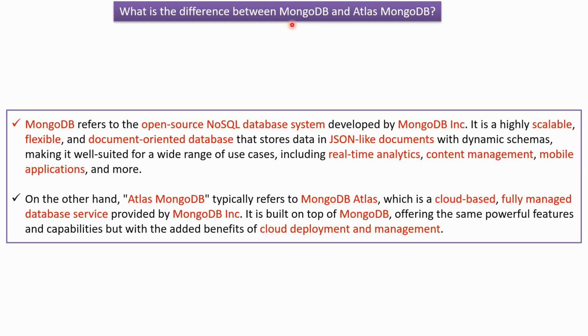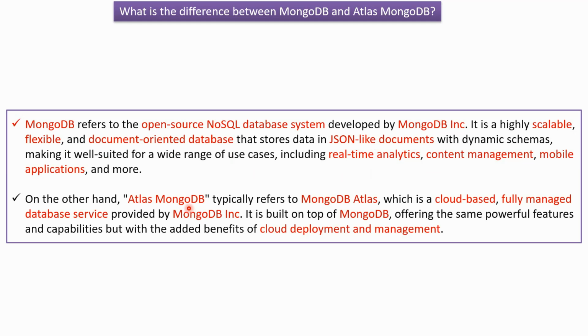In this video tutorial, I will explain the difference between MongoDB and MongoDB Atlas. MongoDB refers to the open source NoSQL database system which is developed by MongoDB Inc. MongoDB is a highly scalable, flexible, document-oriented database that stores data in JSON-like documents with dynamic schemas. And MongoDB is well suited for a wide range of use cases including real-time analytics, content management, mobile applications and more.